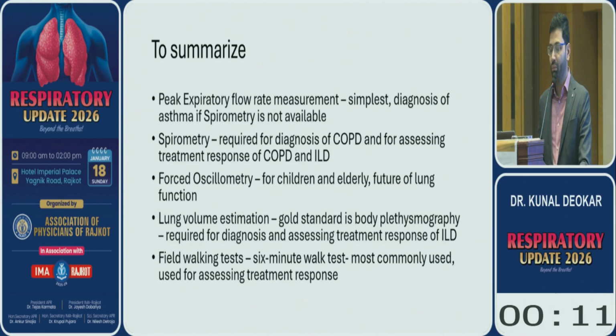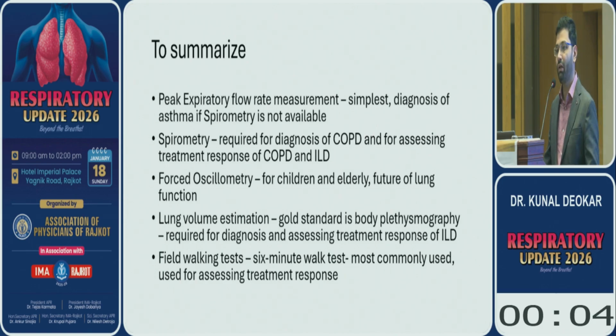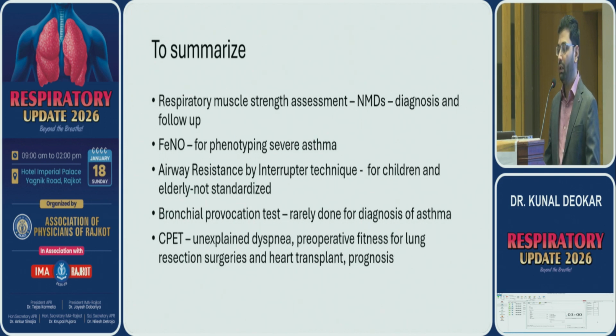So to summarize, peak expiratory flow rate measurement, simplest, can be used for diagnosis if spirometry is not available. Spirometry is required for diagnosis of asthma and COPD and also for assessing treatment response, both in COPD and ILD. Forced oscillometry if patient cannot perform spirometry. Lung volume estimation, gold standard for confirming restriction. Field walking test, 6-minute walk test, most commonly used mainly for prognostication. Respiratory muscle strength assessment, not required in all, only when you suspect neuromuscular diseases or diaphragmatic involvement. FeNO for phenotyping severe asthma.